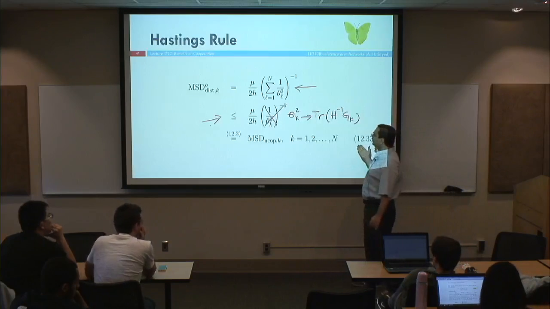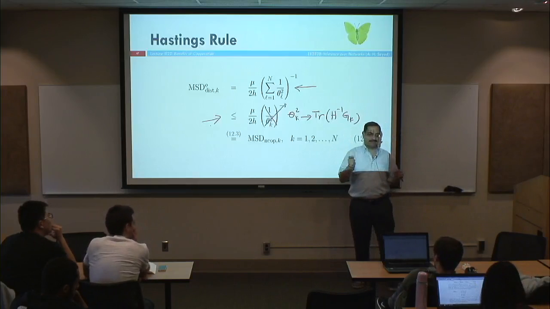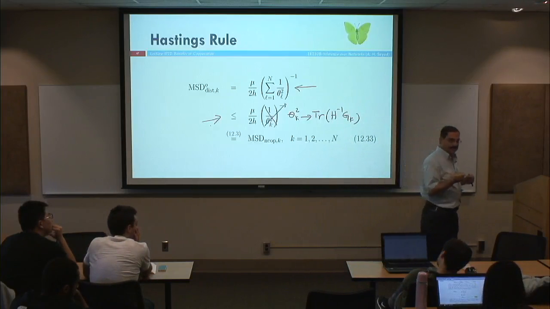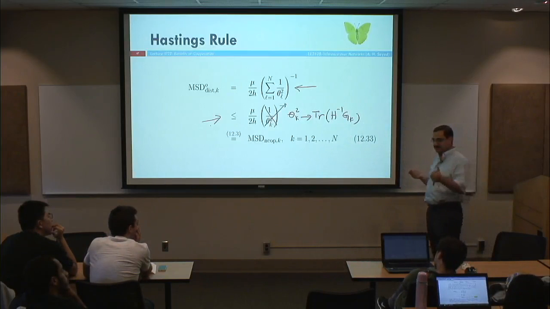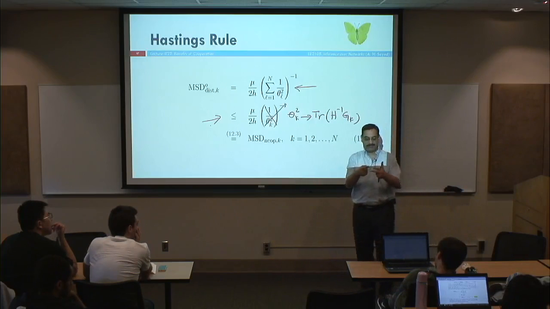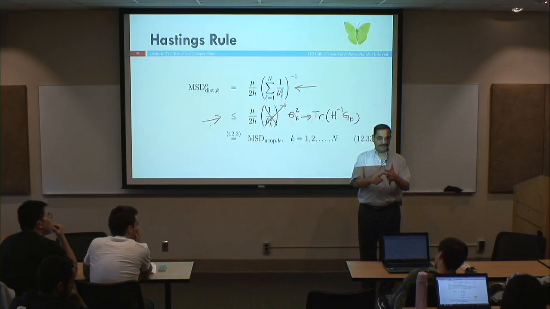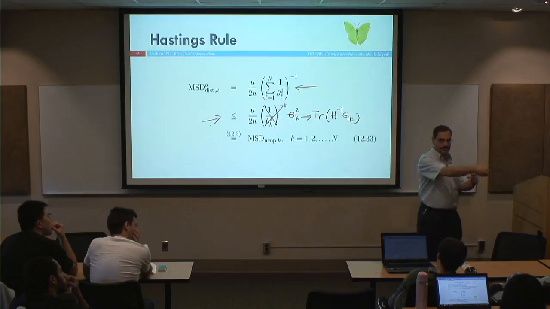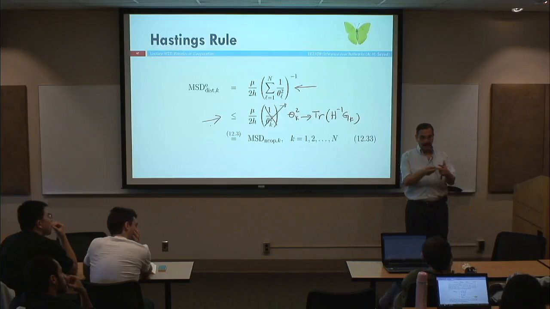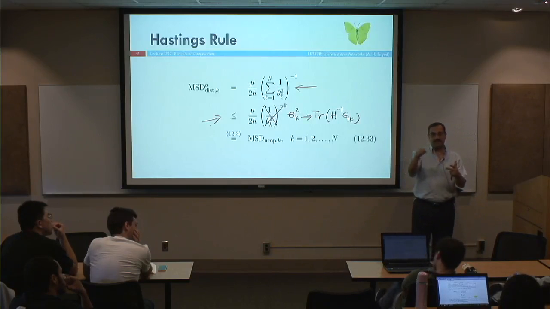Of course, the question is, this is all very nice if I can find what the Hastings rule is. To find the Hastings rule, I need the thetas. I need to know the trace of H inverse G. And in general, I don't have it. For example, in the mean square error case, I don't have R_u, which is the H. I don't have the G, which is proportional to sigma_v squared R_u.